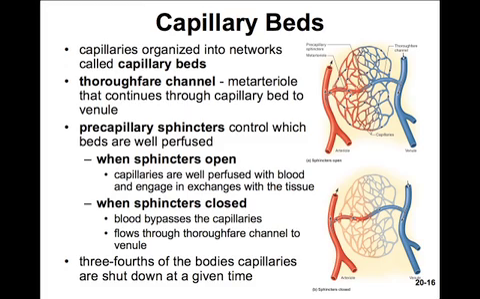Capillaries are organized into networks called capillary beds. The meta-arteriole, as we've already explored, is sort of a thoroughfare channel between the arterioles and the venules. The precapillary sphincters are involved in controlling which capillary beds are perfused. When the sphincters are open, we'll see that capillaries are perfused. When they're closed, we'll see that the capillaries are not perfused. About 3/4 of the body's capillaries are shut down at any given time. We just don't need to supply every single organ with the full amount of blood at all times.